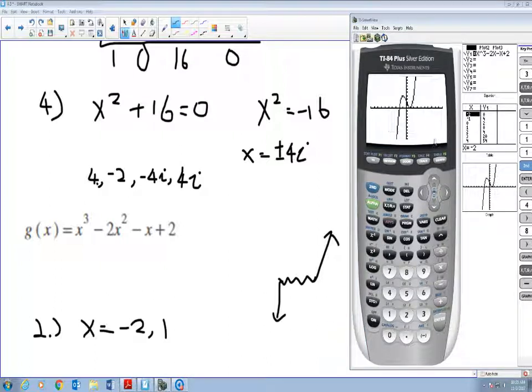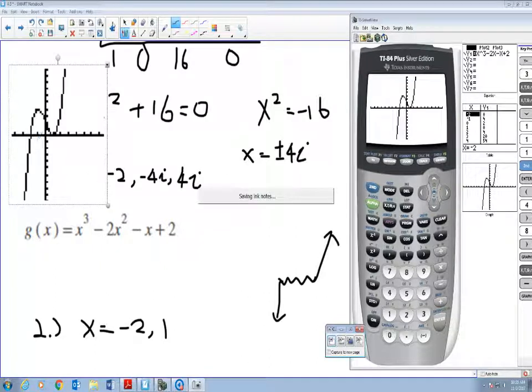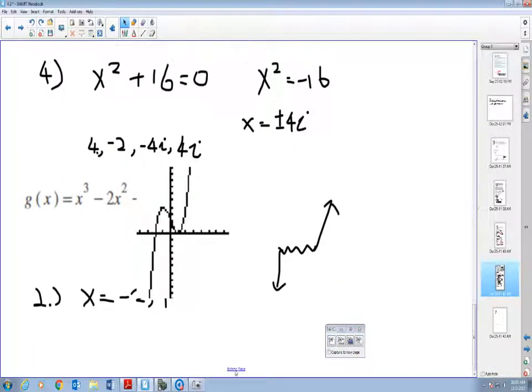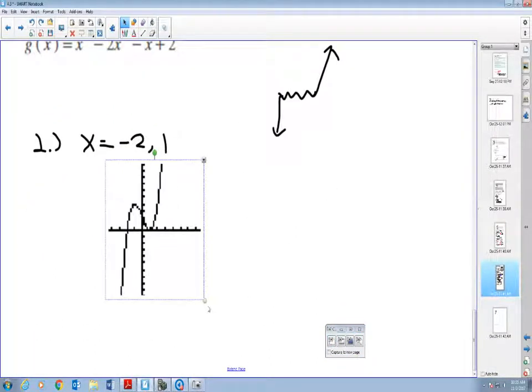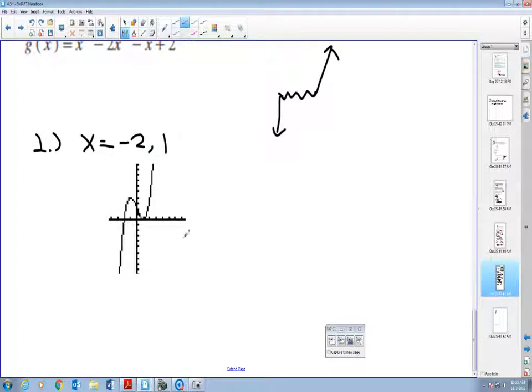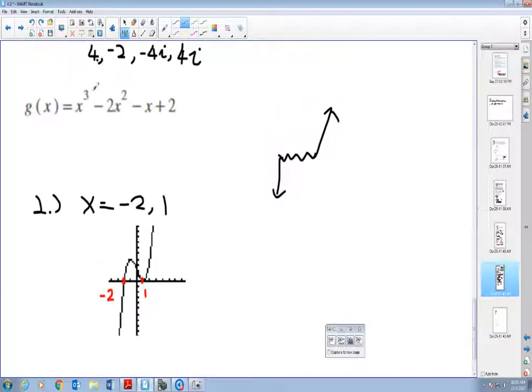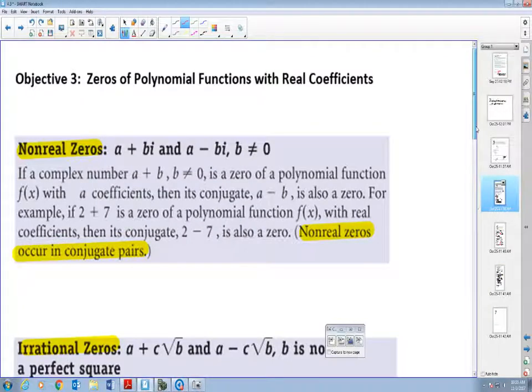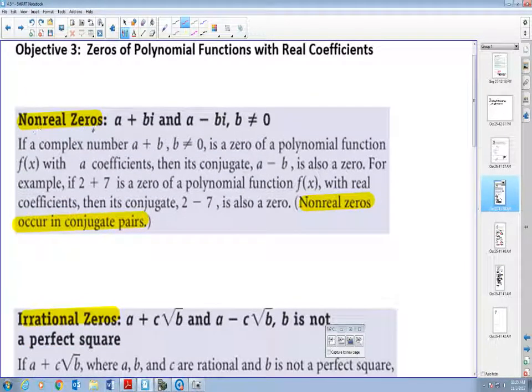Because I should have 3 zeros. I should have 3 zeros here. This point, this 0 is 1. It crosses over at -2. So that's 2 zeros out of the 3 I'm supposed to have. So where is my missing one? The one that's missing cannot be the non-real, because non-real come in conjugated pairs.